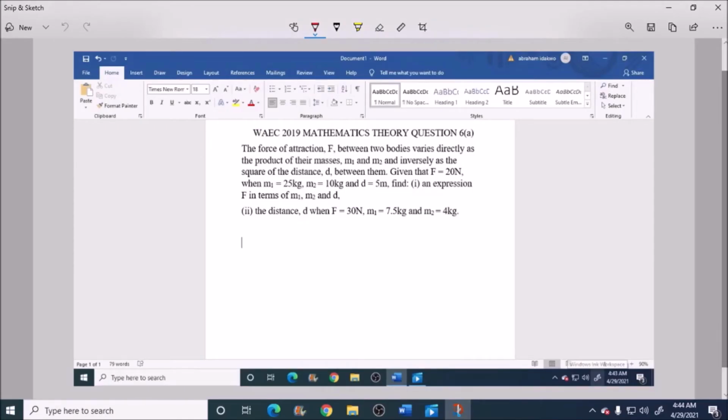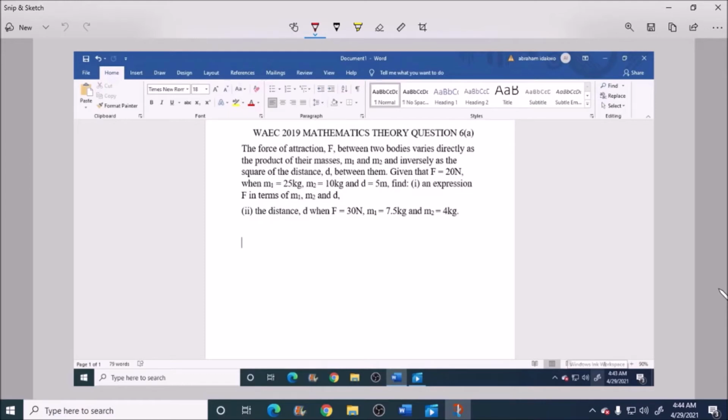Hello and welcome. Today I will be answering WAEC 2019 Mathematics Theory question 6A. The question says the force of attraction F between two bodies varies directly as a product of their masses m1 and m2, and inversely as the square of the distance d between them. Given that F is equal to 20 Newton, when m1 is equal to 25 kg, m2 equals to 10 kg, and d equals to 5 meter.